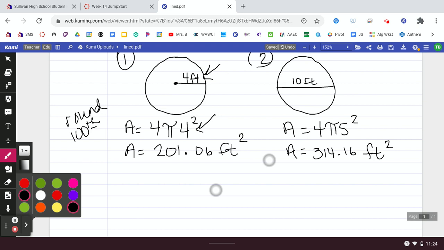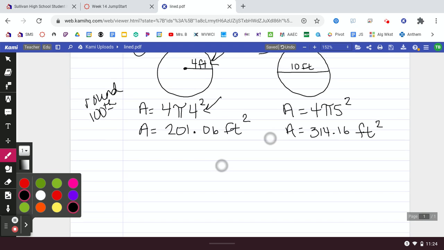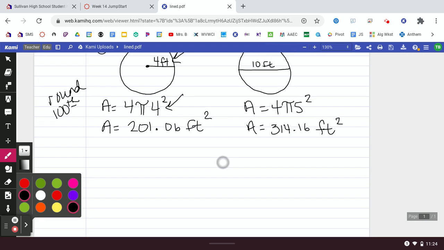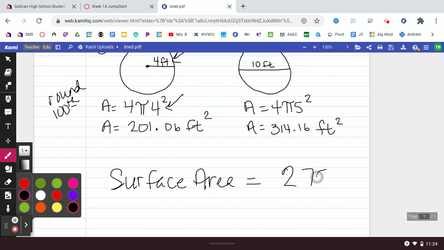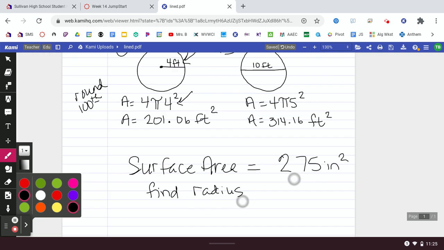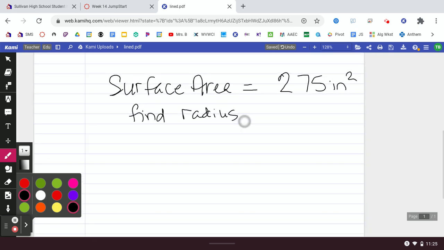Now, what else you'll see in the stations around the room is, what if you are given the surface area equals 275 inches squared, and you're asked to find the radius? Okay? So if you have that, you still need the equation. Area equals 4 pi r squared, right? You need that formula.